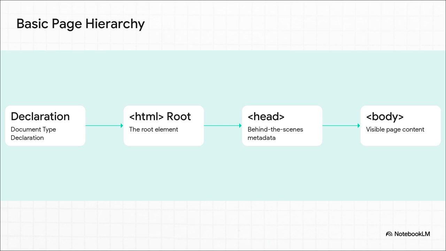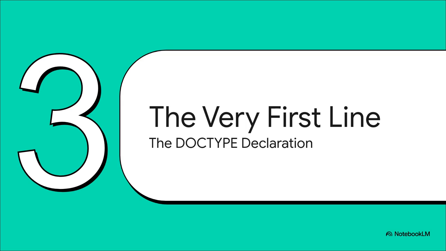And here's what that hierarchy looks like in practice. This is the fundamental structure of basically every single modern web page. You start with that document declaration right at the top. Then you've got the main HTML tag that wraps everything else. And inside that, you get two main sections. The head, which is for all the behind-the-scenes info, and the body, which holds all the stuff you can actually see on your screen.